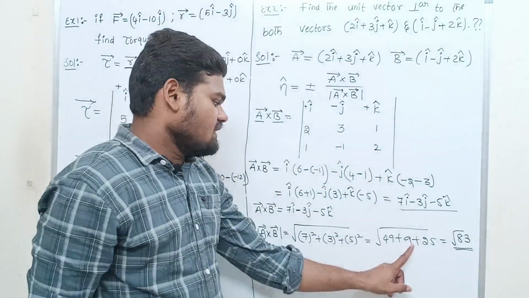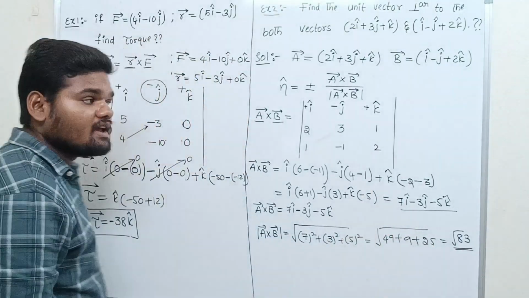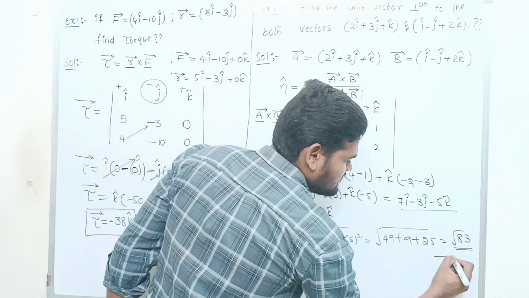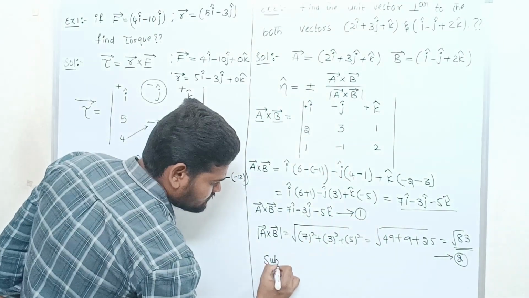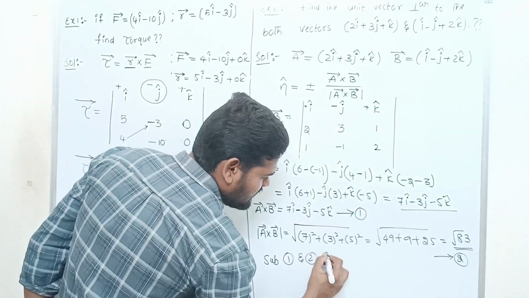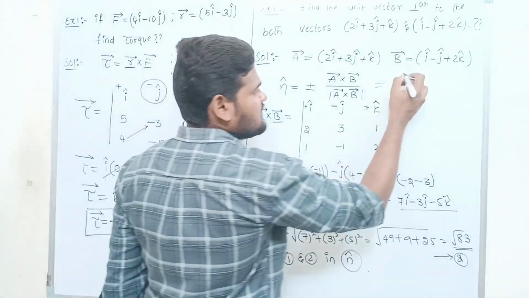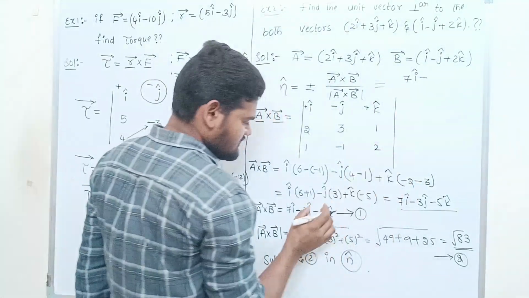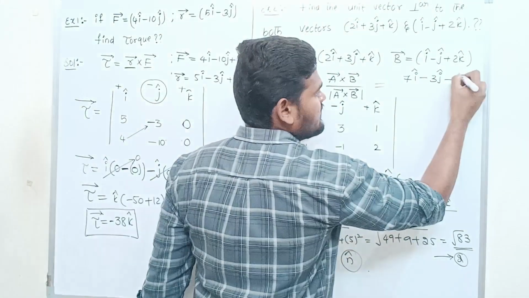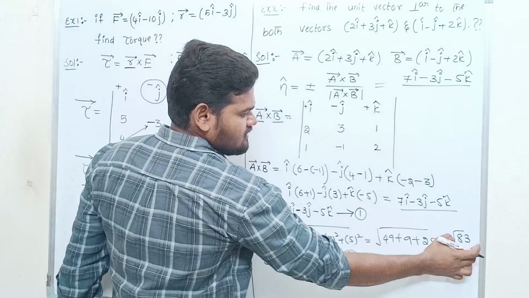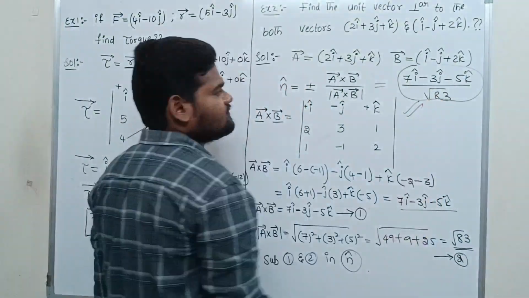Are you getting? So the value is root 83. Okay, so just substitute these values. Let us say this is equation number 2, this is equation number 1. Substitute 1 and 2 in n cap. So we got a bar cross b bar divided by the magnitude: 7 i cap minus 3 j cap minus 5 k cap divided by root 83, and this is our answer.